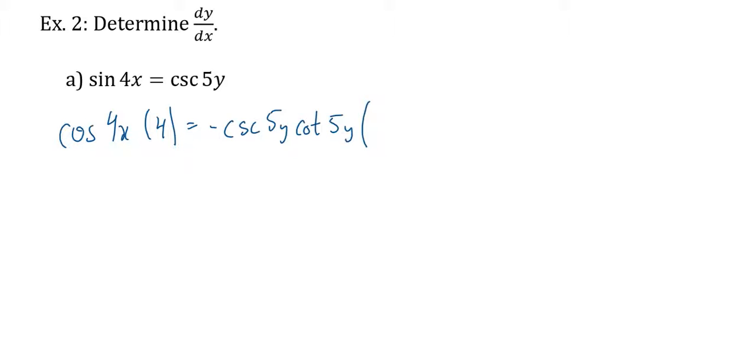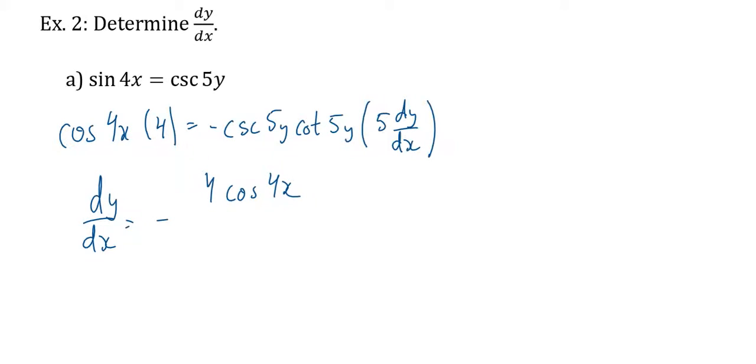So here's the derivative of cosecant 5y times the derivative of the angle. What's the derivative of the angle? Yeah, dy by dx. Good. Don't forget the dy by dx's. It's a little tricky when you're doing trig and it's in an angle, and you just might forget it. And this one's pretty easy to rearrange. I just divide by everything else. So I end up with dy by dx equals negative 4 cos 4x over 5 cosecant 5y cotangent 5y.